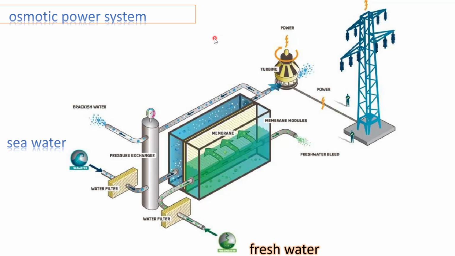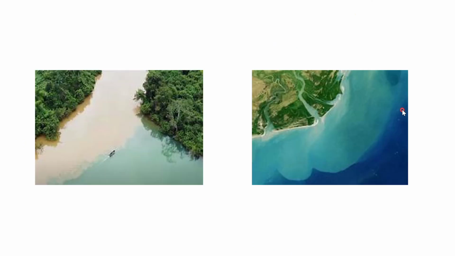Now we will learn about osmotic power systems. It's a new system to generate electricity. It's a process based on when sea water and river water mix at the joint. At the joint we can create electricity. We will learn how to create electricity by the mixing of river water and sea water.